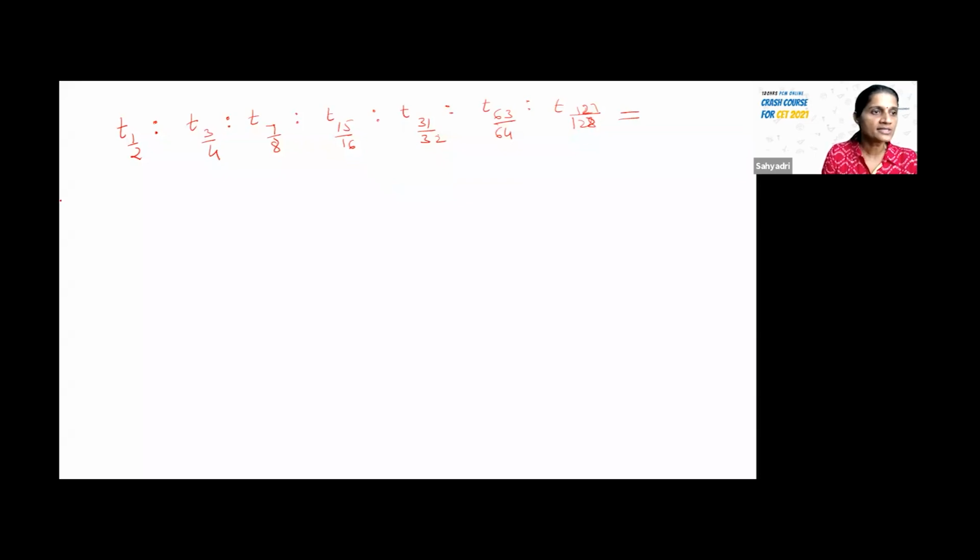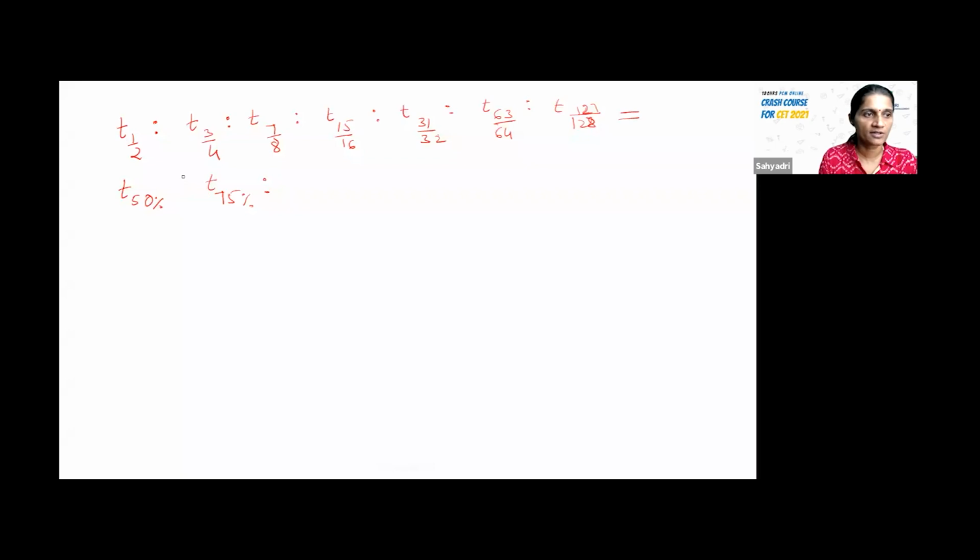What is this T half in percentage? Calculate quickly. What is T half? It is T 50%. What is T 3/4? 75%. Good. Next, 7/8. Quick. What is 7/8?